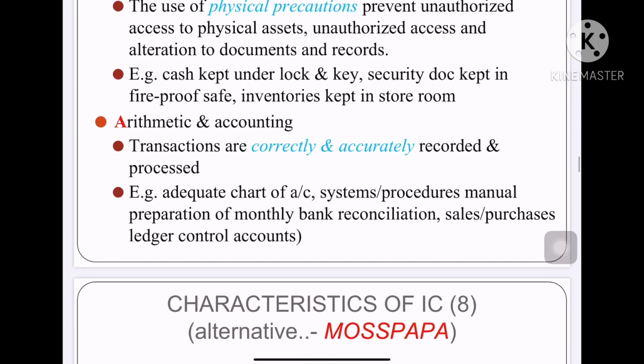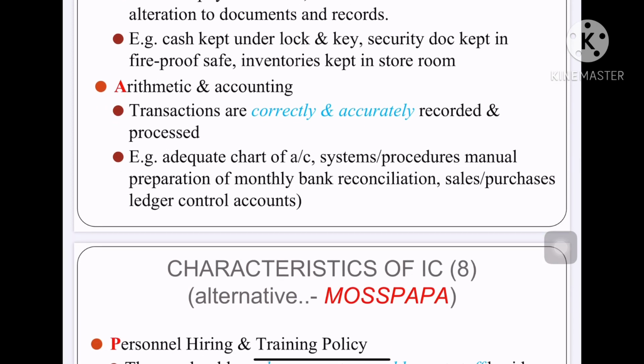Alright, arithmetic and accuracy. These transactions are correctly and accurately recorded and processed. So make sure that there is no wrong calculation of the figures and so on. For example, adequate chart of account system, procedures manual, preparation of bank reconciliation, journals, purchase journals, and control accounts. Everything should be accurate.